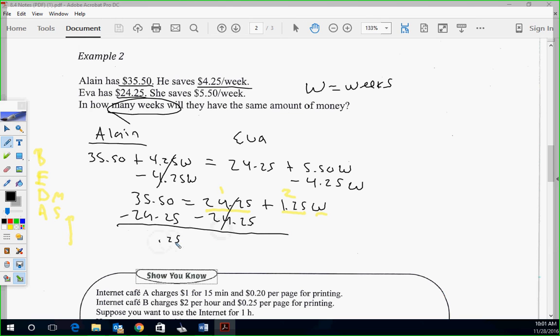We get 1.25, 9.25. So 33.50 minus 24.25 is 9.25. And I have the 1.25 W, forgot my W. Now we divide like Blackie said. This is when we want to divide. W is 9, thank you. So at 9 weeks, Elaine and Eva will have the same amount of money. Okay? All right, so we'll pause it here. So this will be 8.4 part 1 notes. Okay?